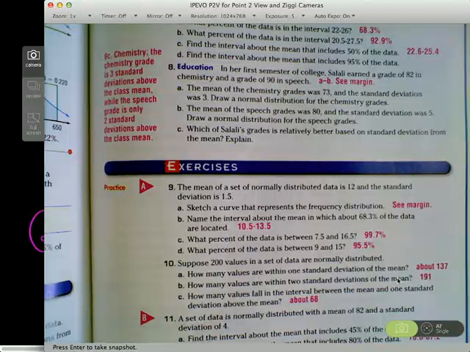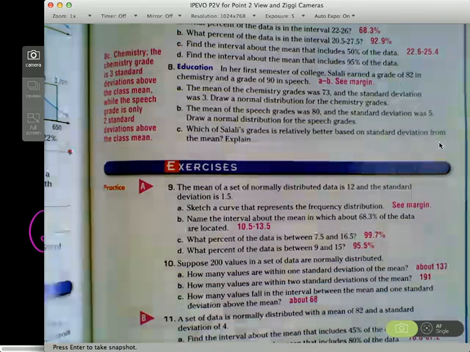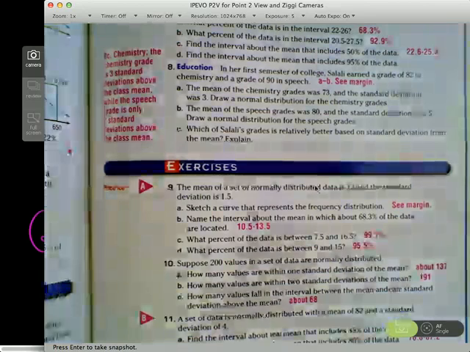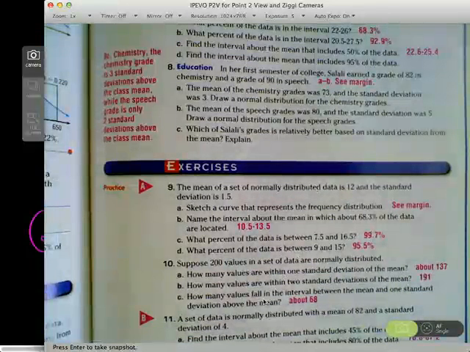Part C is a little interesting. So that would be half of 68.3%. All right, 68.3% is 1 standard deviation above and below the mean. And if I just want above the mean, it would be half of that, exactly. So I would have divided 68.3% by 2 and then multiplied it by 200. And I get about 68 is what we end up getting.